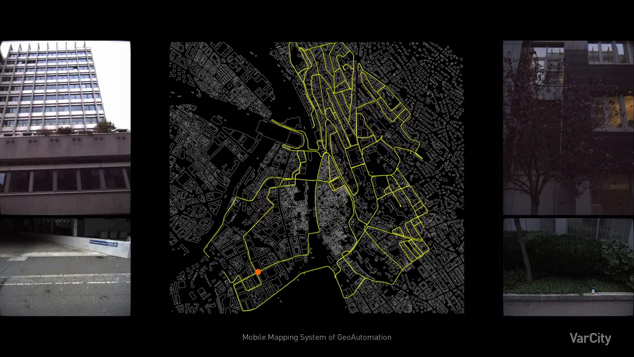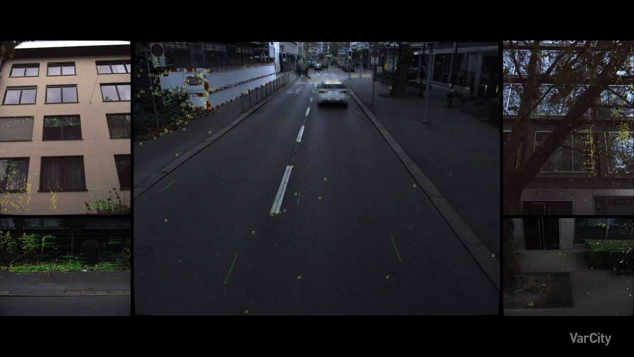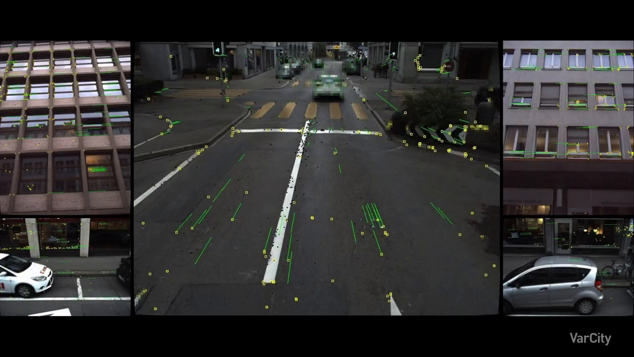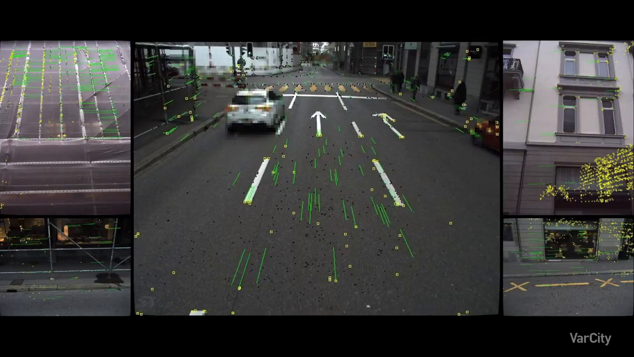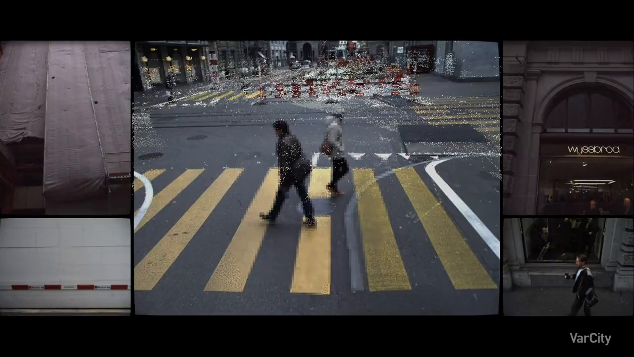In order to extract the 3D geometry of the scene from these videos, we track key points across all images. These key points are reconstructed on the fly as a sparse point cloud of the surroundings. The 3D points are updated in real time as new video frames become available. Next, we further process the street-side images and extract a dense 3D point cloud using multi-view stereo techniques.